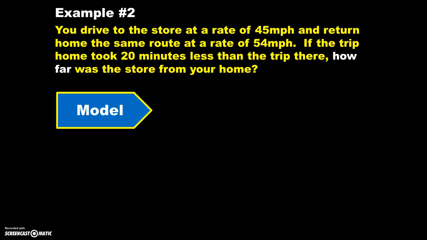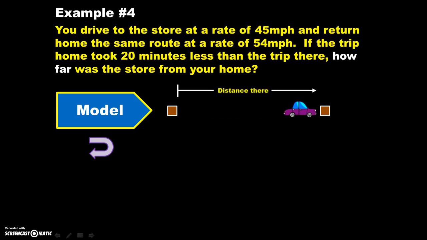All right, so let's go ahead and look at a model. This is going to be a round trip type problem. This brown square is going to represent your house. This brown square is going to represent the store. We drive from our house to the store, we go shopping, and then we come back home. And what you'll notice is that the distance there is the same exact length as the distance back.